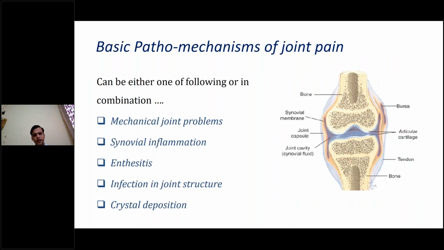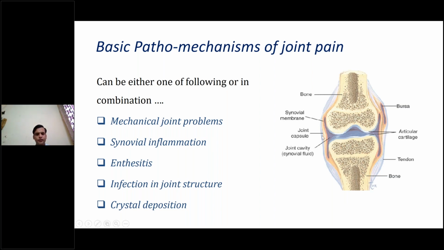So any pain from any joint may arise out of these five mechanisms. The patient may have a mechanical joint problem, for example meniscus injury, post-traumatic arthritis, or the patient may have synovial inflammation, or inflammation of the surrounding tendons and ligaments, and there may be infection in the joint structure, or there may be some foreign body deposition in the synovial cavity. So these are the basic mechanisms.